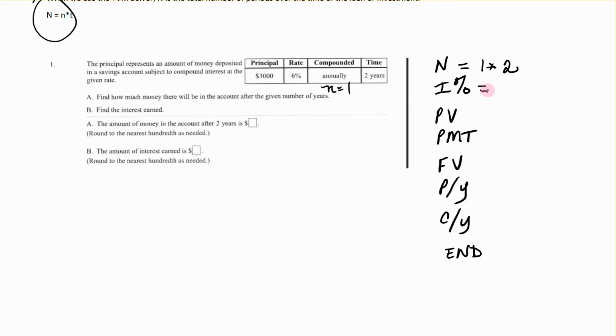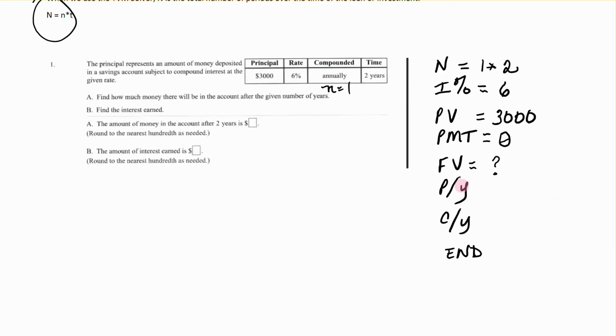I%. Now this is something different than what we did with simple interest. You put in the 6 and you do not change it to a decimal. You notice it says I%, so it wants 6. Present value, that's the same as principal, so we're going to put in 3,000. Payment. Compound interest problems that we're looking at today do not have payments. We'll look at applications of payments later, and so that will be a 0. Future value, well, that's what we're looking for. How much money will be in the account? So that's my question.